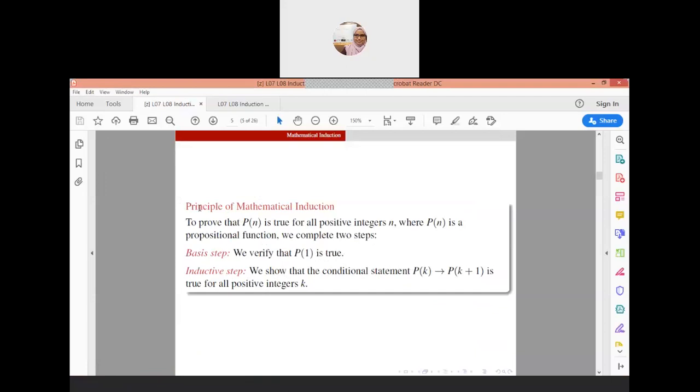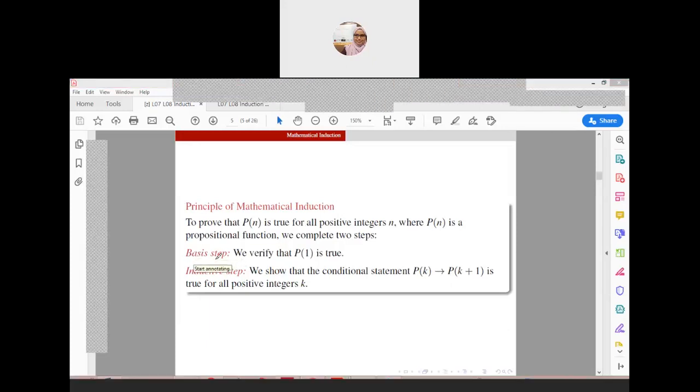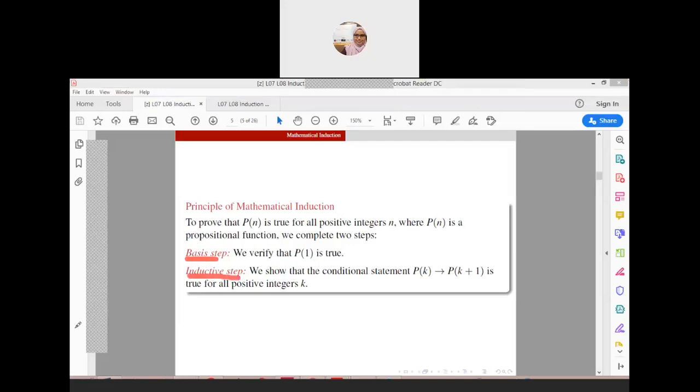This is the principle of mathematical induction. To prove that P(n) is true for all positive integers n, where P(n) is a propositional function, we complete two steps: the basis step and the inductive step. The basis step is to verify P(1) is true. It is not only 1; if it begins with 0, we have to prove P(0) is true. Then we show that the conditional statement P(k) implies P(k+1) is true for all positive integers.